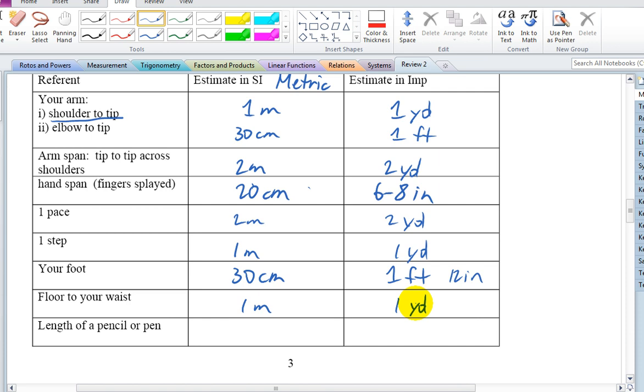Length of a pen or pencil. What do you think? Sarah? How long is your pencil? Yeah, 10 to 15 for sure. Okay, so 10 to 15 centimeters. It's about 5 to 6 inches, somewhere around there. It depends. It can be 8 inches, right? But you know it's not 8 yards. Okay? You know it's not 30 inches.